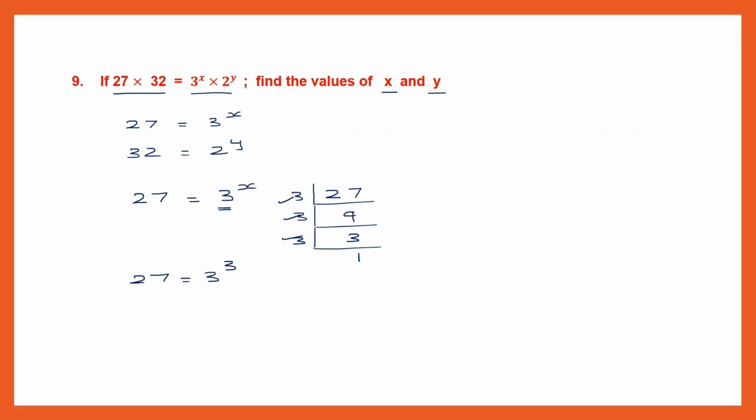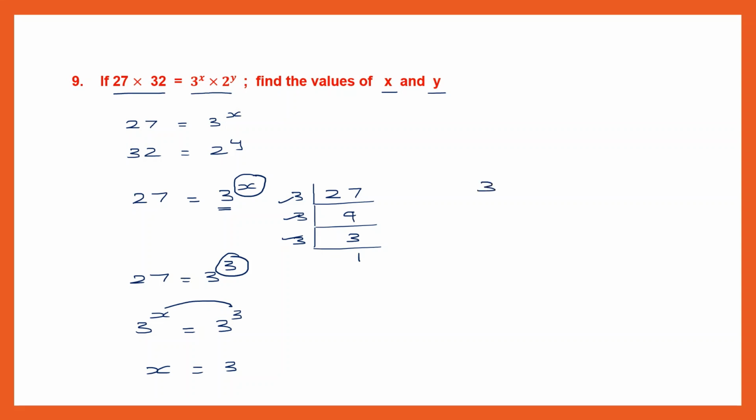That means 3 to the power of x is equal to 3 to the power of 3. That means we have found the value of x to be 3. x is 3. The base is the same, 3 and 3. The powers, x is equal to 3.